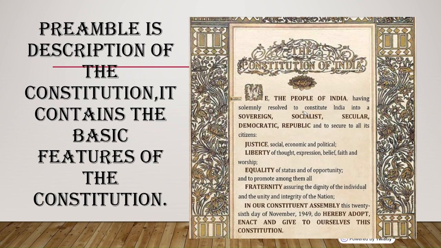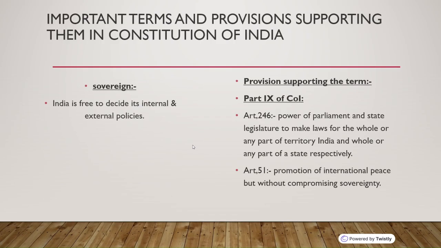In our Constituent Assembly, this 26th day of November 1949, do hereby adopt, enact, and give to ourselves this Constitution. So, the first word we are going to discuss is sovereign. The word sovereign means India is free to decide its internal as well as external policies.